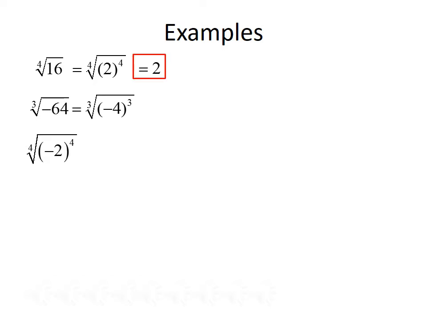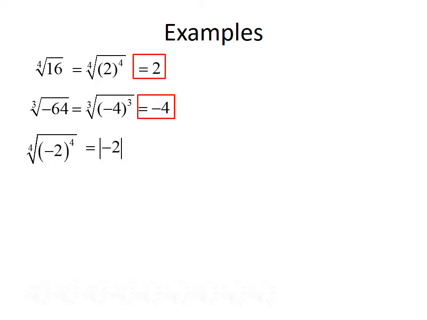So, negative 64 can be rewritten as negative 4 to the third power. And now, since the power and the index of the radical match, they'll cancel each other out, leaving us with negative 4. Finally, we want to look at the fourth root of negative 2 to the fourth power.